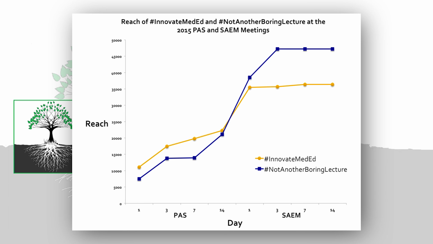This slide shows the reach of our two hashtags over the course of the two workshops and the two meetings. So on the x-axis is our time, and on the y-axis is the measured reach. The blue line represents hashtag Not Another Boring Lecture, which shows that at the end of our two conferences, we were able to reach a total of 47,200 users with our content. And the yellow line is for hashtag Innovate MedEd, and that shows that we were able to reach 36,400 individual users by the end of our two conferences.